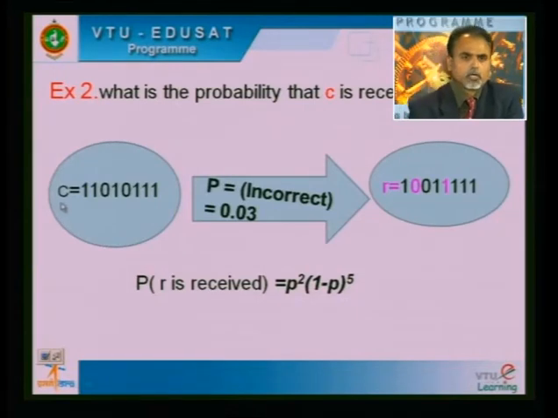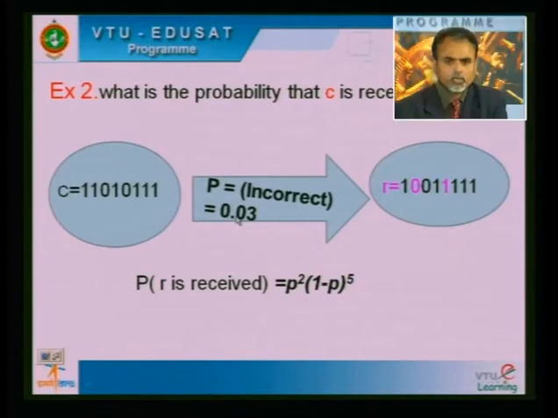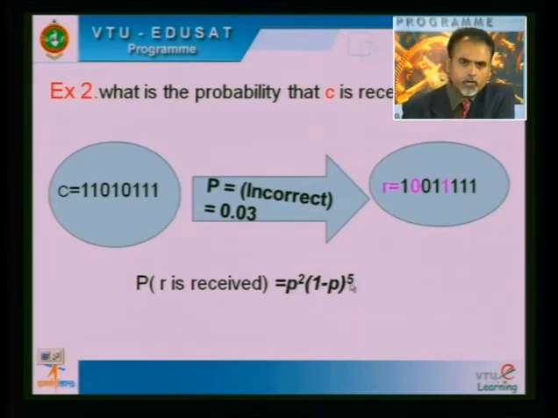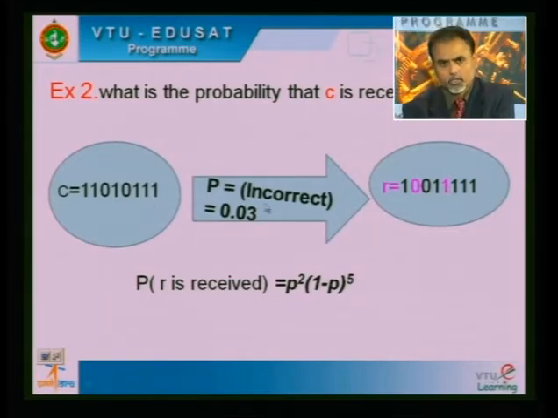Similarly, what is the probability that c is received as r? As you can see in this picture, c is there, r is there, and the incorrect transmission probability is 0.03. First of all, observe in how many places they are differing. First place to first place is the same, first place to second place is different. Similarly, 1, 2, 3, 4, 5, in the fifth place it is 0 here and 1 there. Exactly in 2 places they are differing, so incorrect transmission in 2 places and correct transmission in 5 places. So p squared times 1 minus p raised to 5, that is 0.03 squared times 0.97 raised to 5, is the probability that when you transmit this, this r is received.